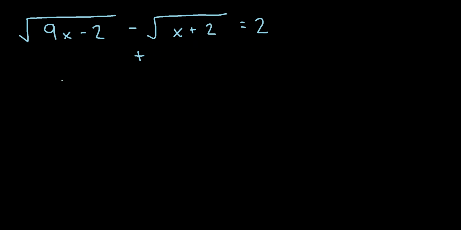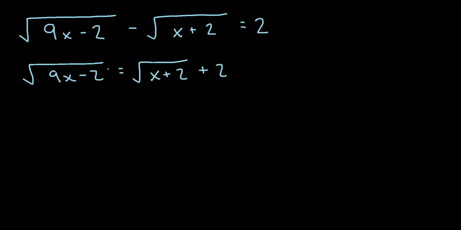So let's do that. So we get the square root of 9x minus 2 is equal to the square root of x plus 2 plus 2. Now we want to get rid of the radical. So what we can do is we can square both sides. So we'll square this side and we'll square this side. So on the left-hand side, when we square this, we're just left with 9x minus 2. So that's good. We got rid of one radical.